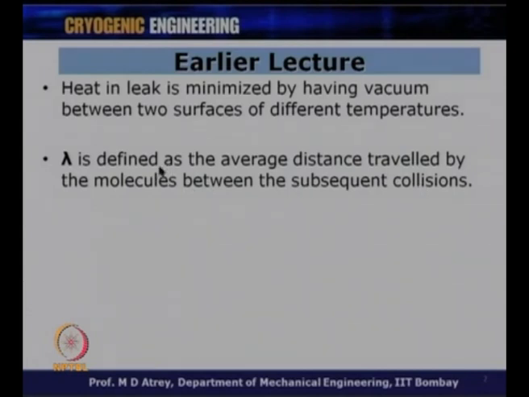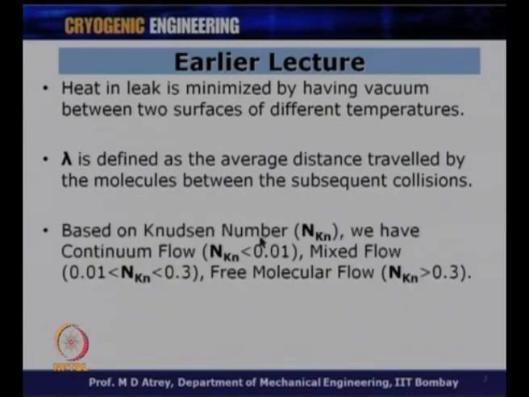And we had seen that based on this lambda, we classified the different vacuum levels. Based on the Knudsen number, a number analogous to Reynolds number in continuum flow, we had Knudsen number equal to lambda by d, where d is the characteristic dimension. We had continuum flow when the Knudsen number is less than 0.01, a mixed flow when it is between 0.01 and 0.3, and free molecular flow when it is more than 0.3. All right. So, normally in very good vacuum, we will always encounter a free molecular flow.